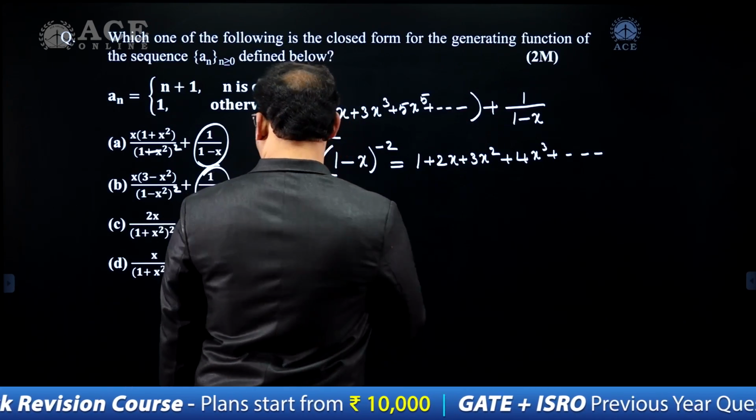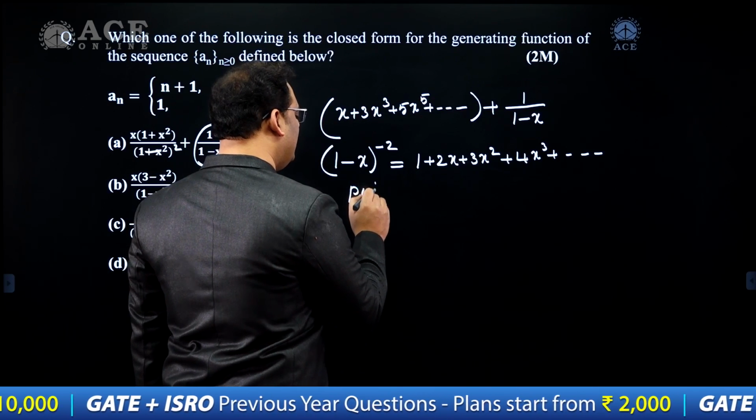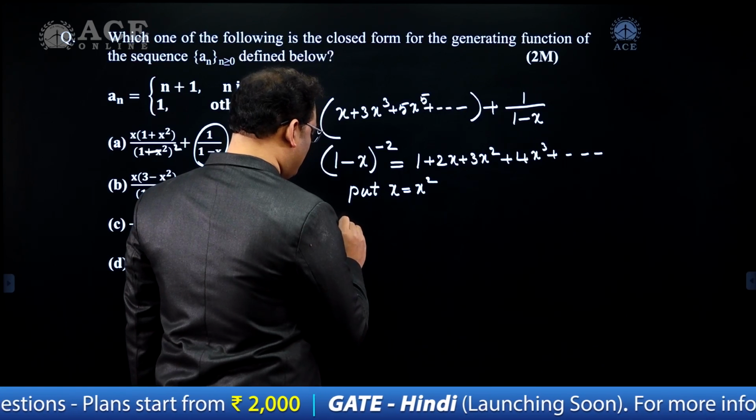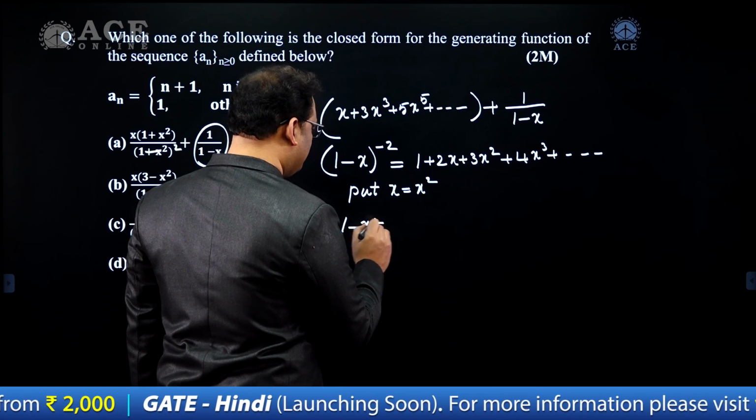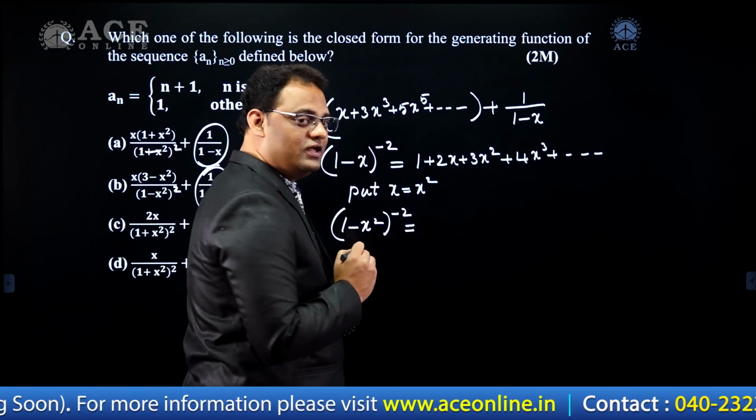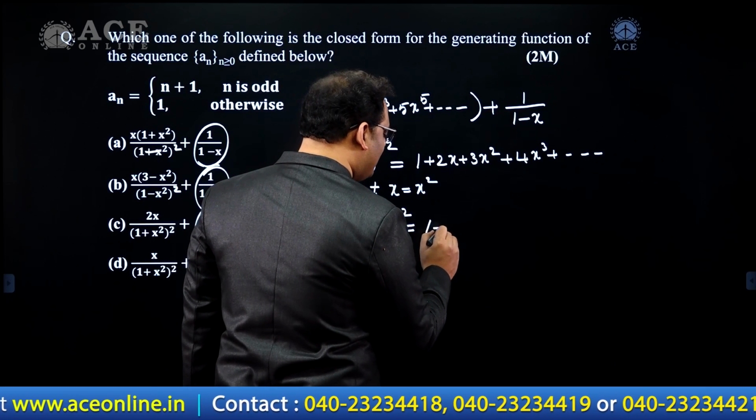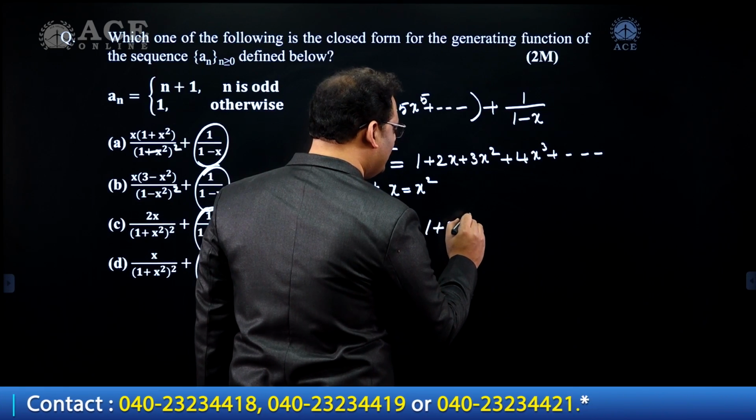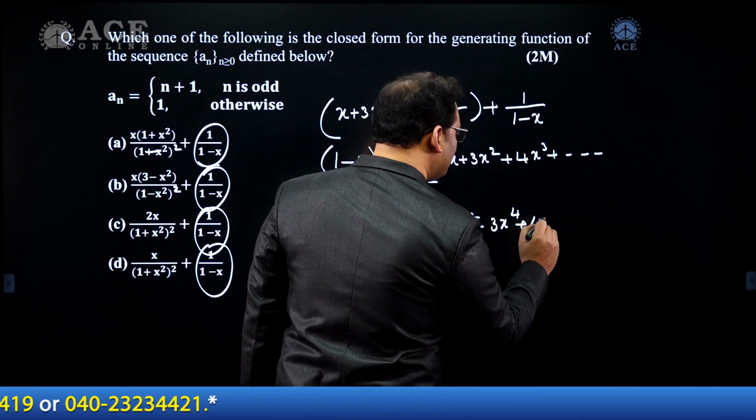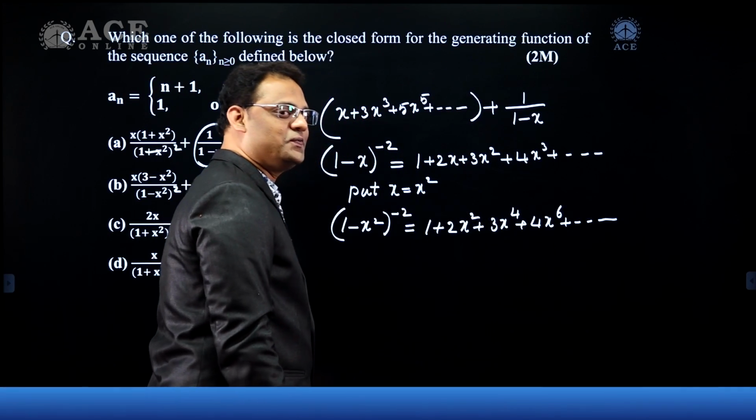Then I have x square in the options. Let us see, if I put x is equal to x square, what I will get? 1 minus x square whole power minus 2. That will be, in place of x, I am taking x square: 1 plus 2x square, 3x power 4 plus 4x power 6. In this way, my dear.